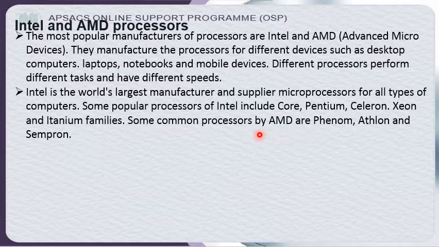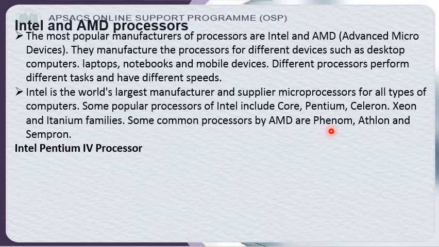Some common processors by AMD are Athlon, Phenom, and Sempron. So these are AMD processors of different families.